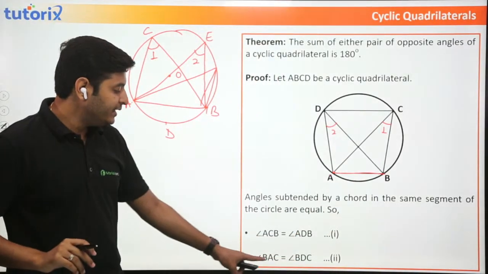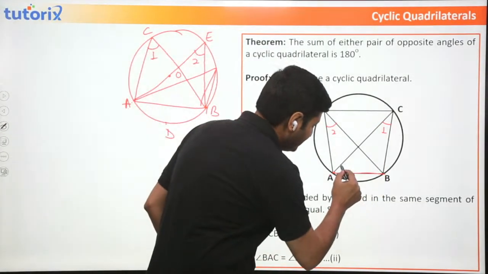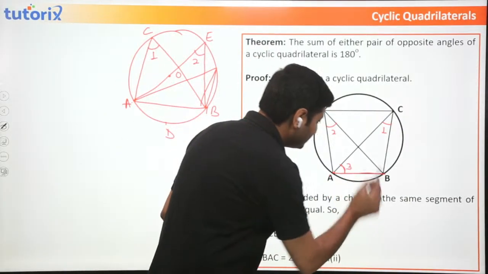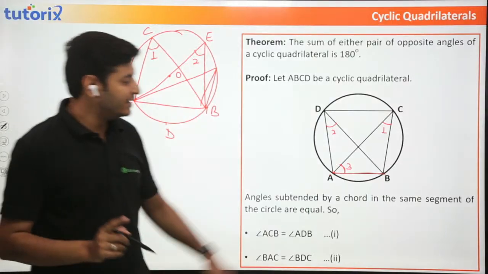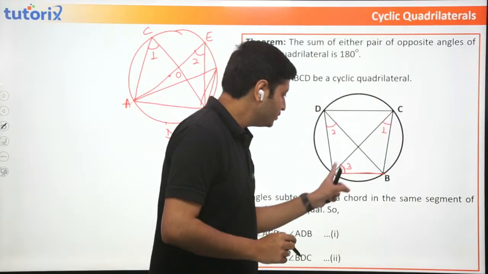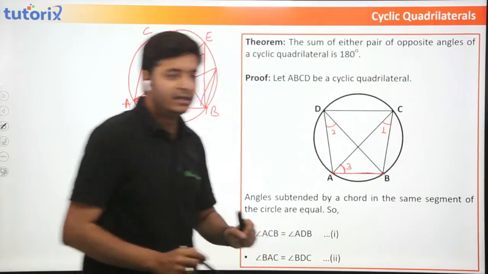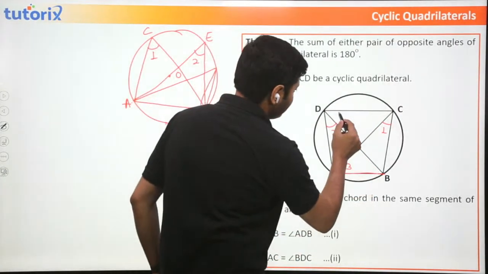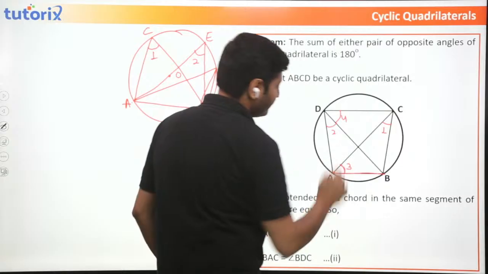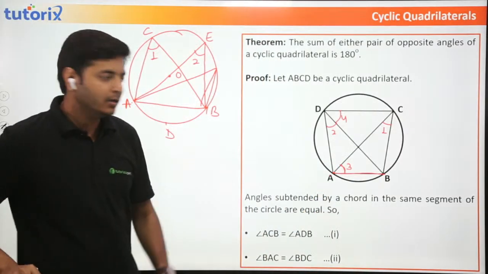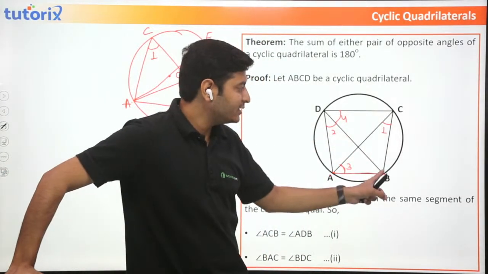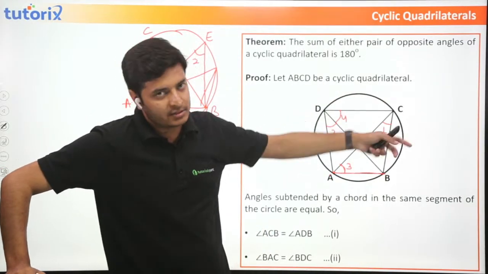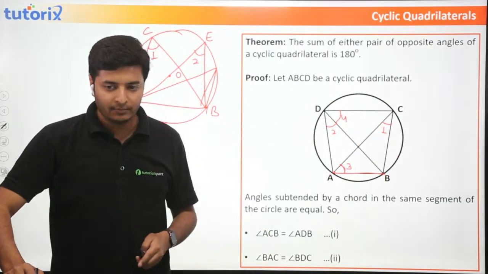Also, BAC. Suppose this is angle 3. BAC is the angle subtended by BC on this segment BADC. This is equal to BDC. These two are equal. Why? Because both of them are subtended by the same chord BC on this same segment, the major segment of this circle. There you go. Correct?